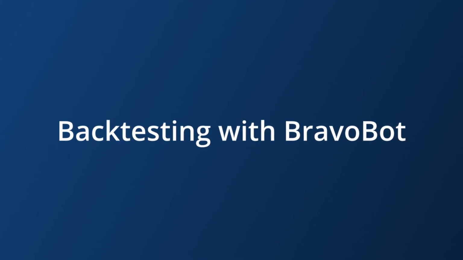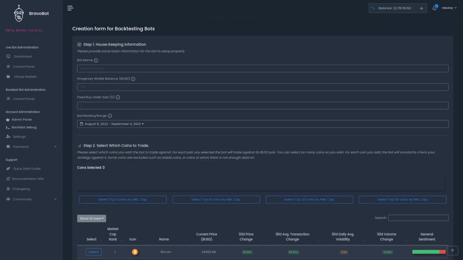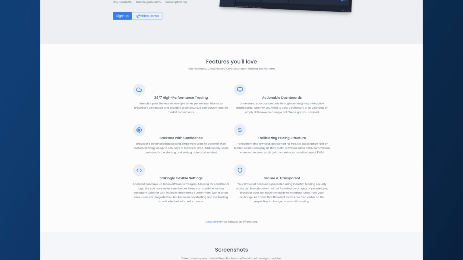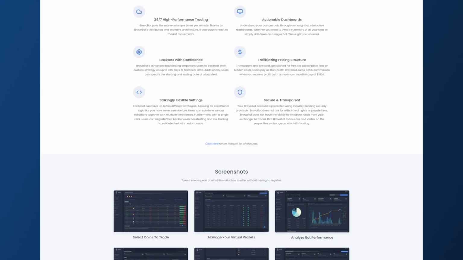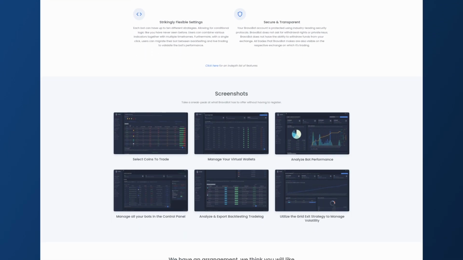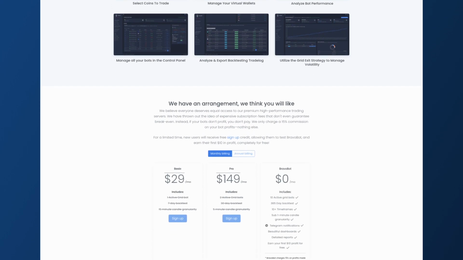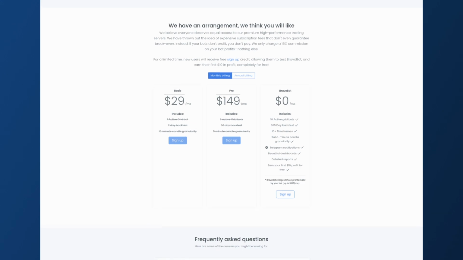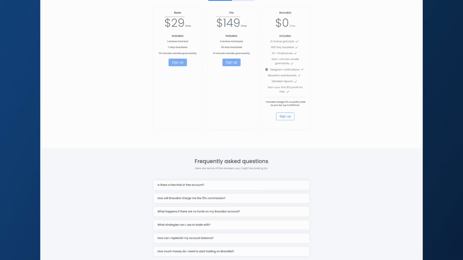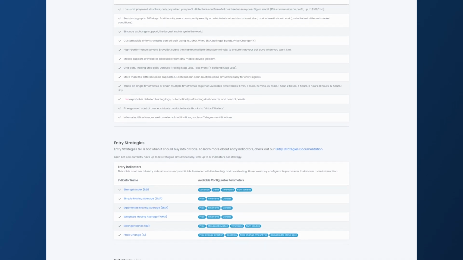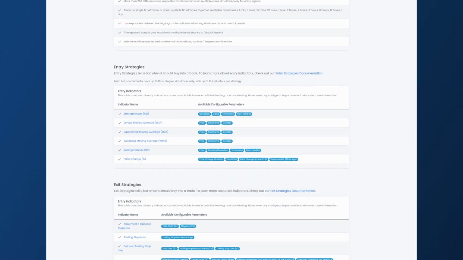Backtesting with BravoBot. Let's add this strategy into BravoBot backtesting to see if this strategy is viable. I'm using BravoBot because it allows me to backtest for up to 365 days in the past for free at 1-minute candle granularity. This is by far the best backtesting tool available in the industry. Most competitors only allow you to backtest for up to 7 days. You cannot be confident in the strategy if you only have 7 days worth of data.